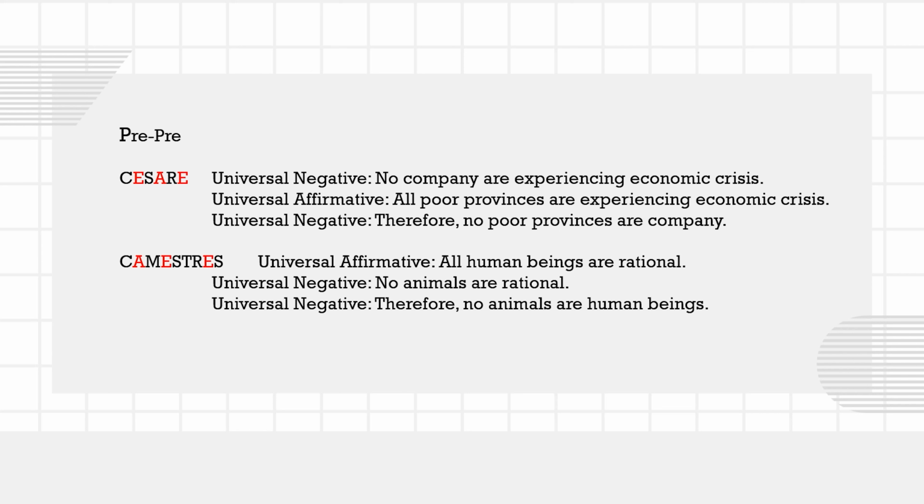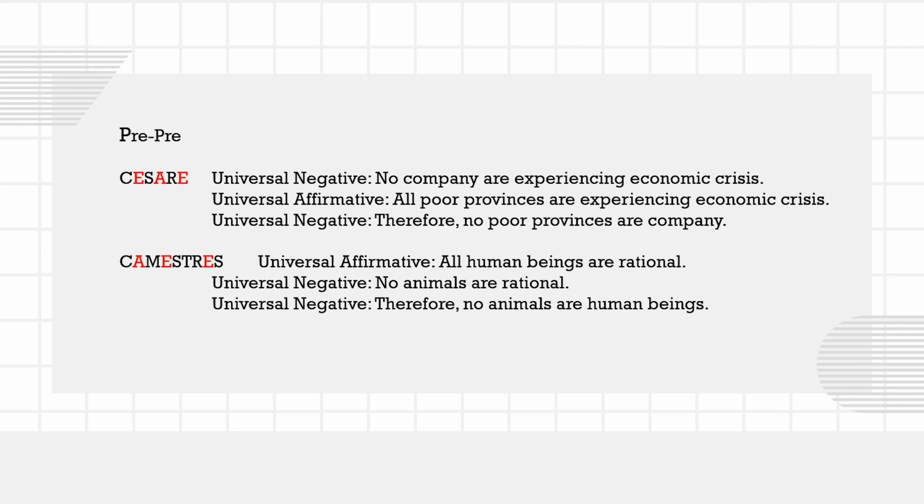This syllogism aligns with the principles of categorical logic, indicating that if all human beings are rational and no animals are rational, it logically follows that there is no overlap between animals and human beings, as implied by the premises.